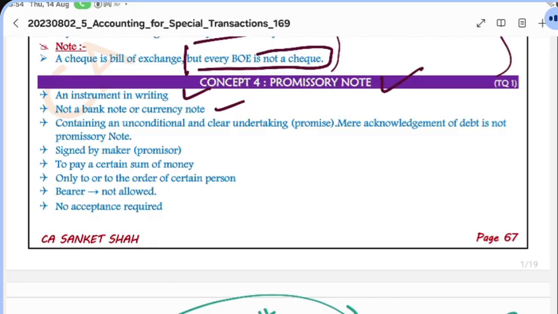An instrument in writing, not a bank note or currency note. Clear there? Containing an unconditional and clear undertaking. Mere acknowledging of debt is not a promissory note.